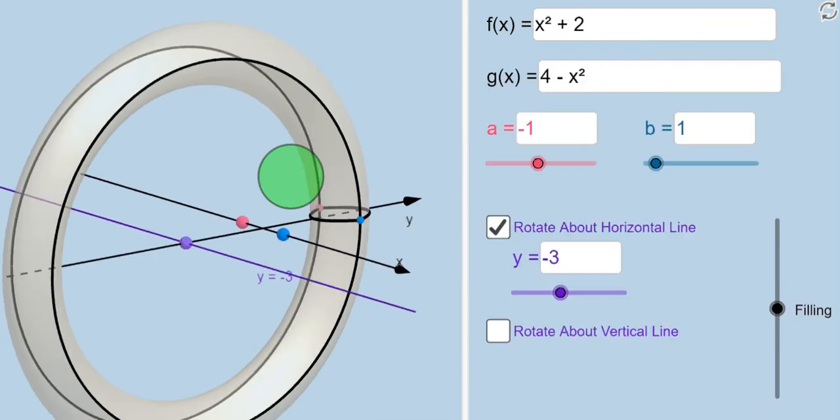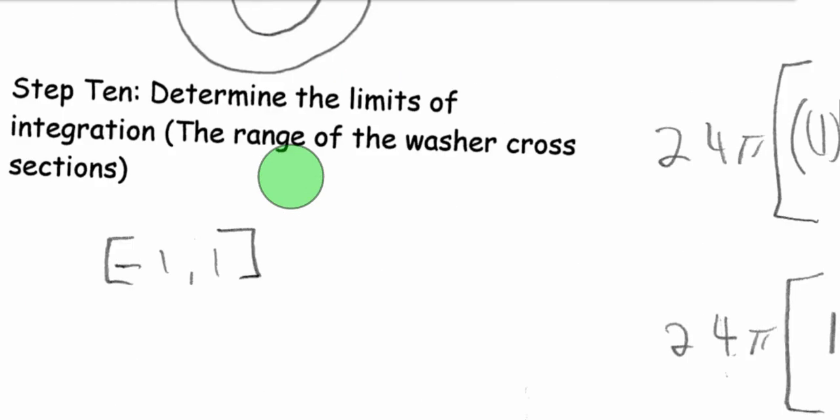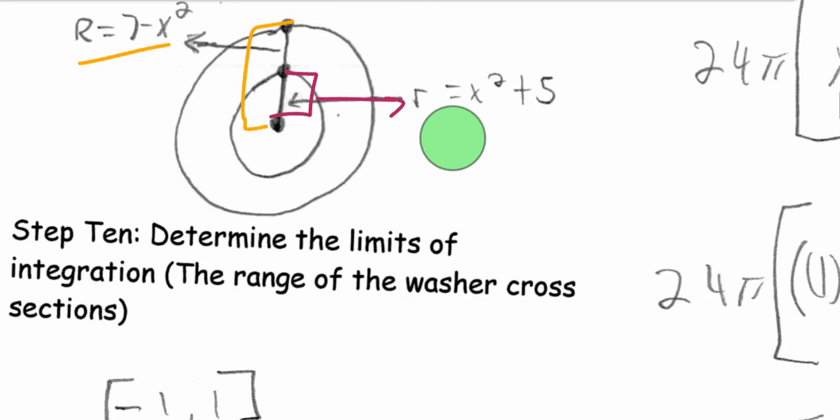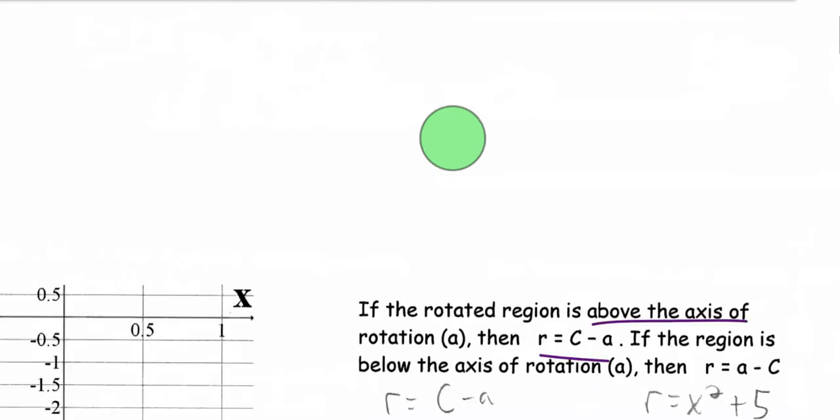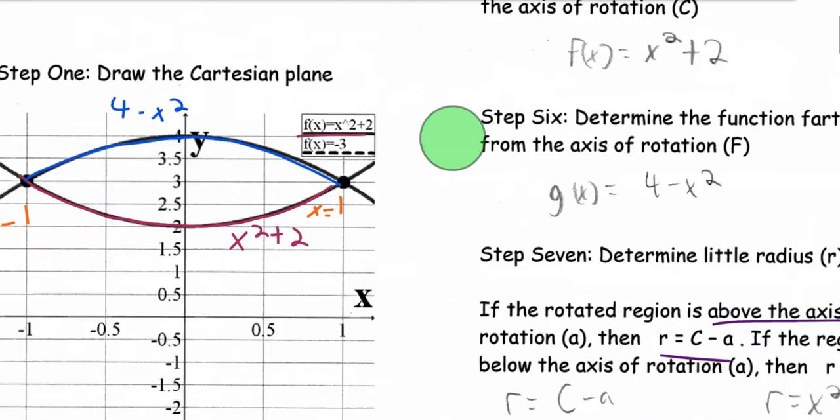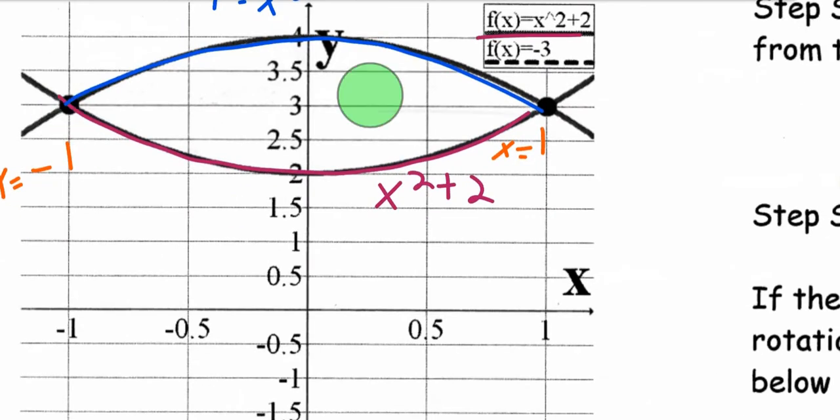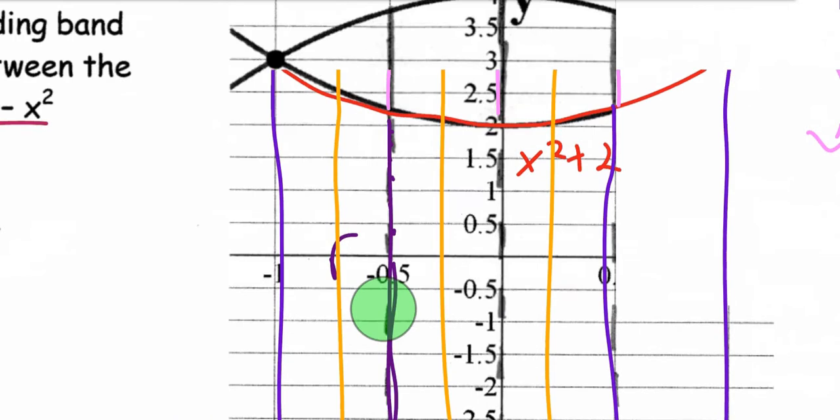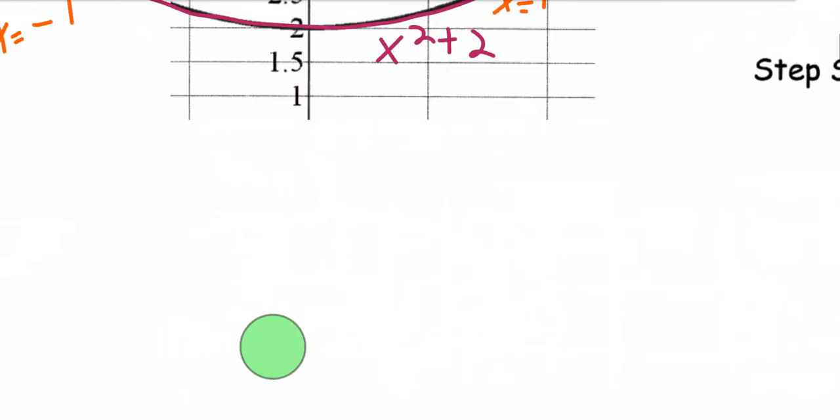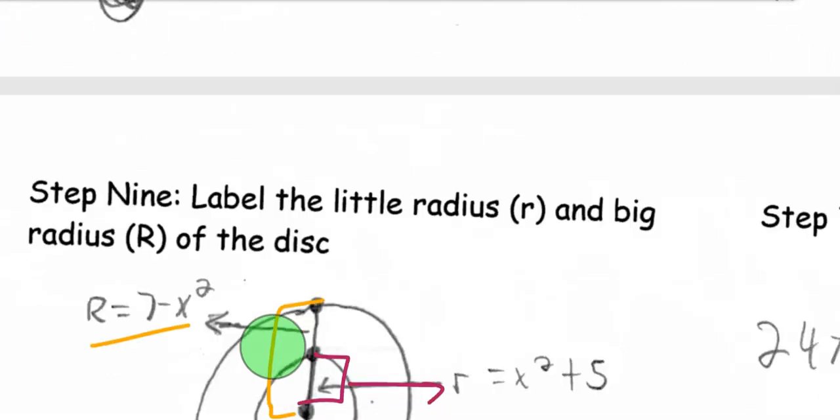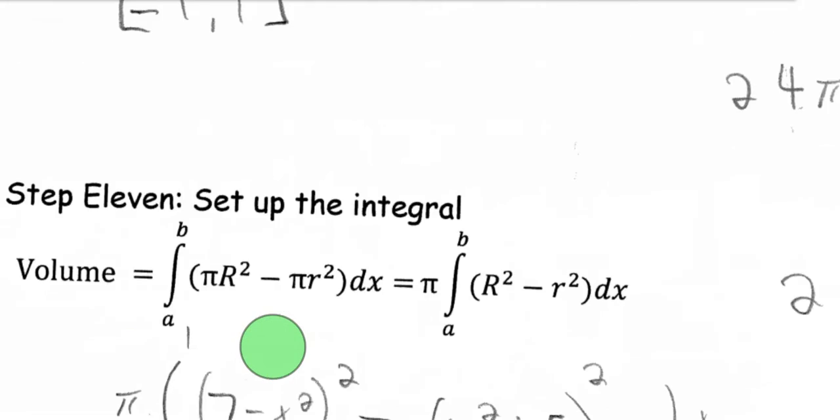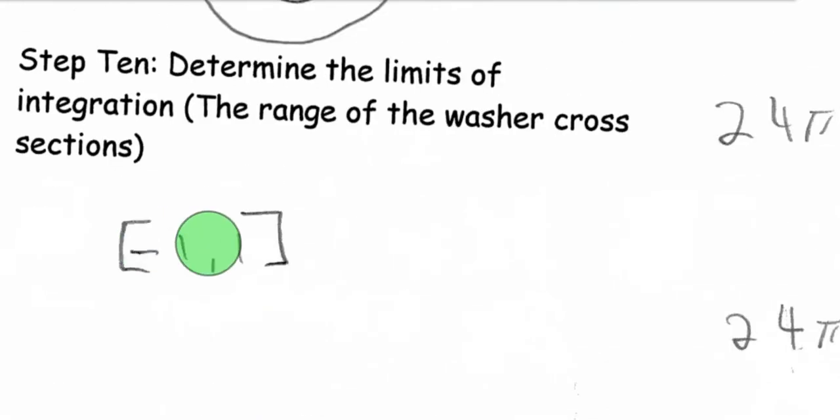Okay. Going back, now that we've done that, step 10 is going to be determine limits of integration. It's the range of the washer cross sections. Basically, again, those ranges are in terms of x. And if you zoom back to where I originally drew this, they range from -1 to 1. So those washers are going to go all the way from -1 to 1, as we notated here. And again, it has to be in terms of x when you're rotating it around a horizontal line. Everything has to be in terms of x. That will be a range from x equals -1 to x equals 1.